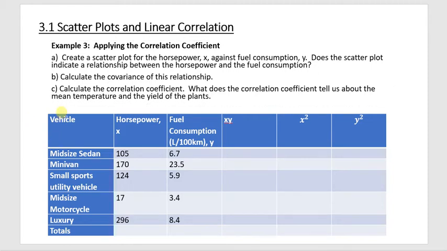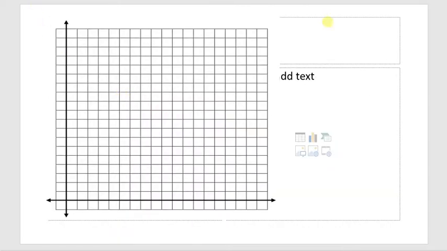Look at the table of values right here. We have different kinds of vehicles, and then we have their horsepower, which we're going to call X, and their fuel consumption, which we're going to call Y. So let's first create a scatter plot, and then let's take a guess of whether or not this indicates linear correlation or any correlation between the horsepower and fuel consumption of a vehicle. So let's try that right here.